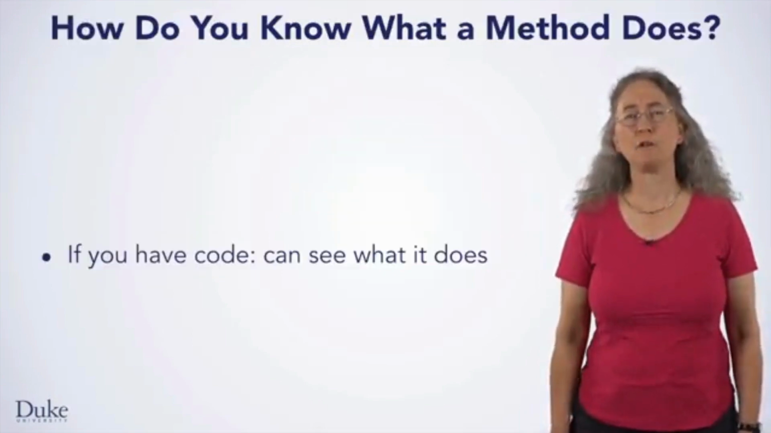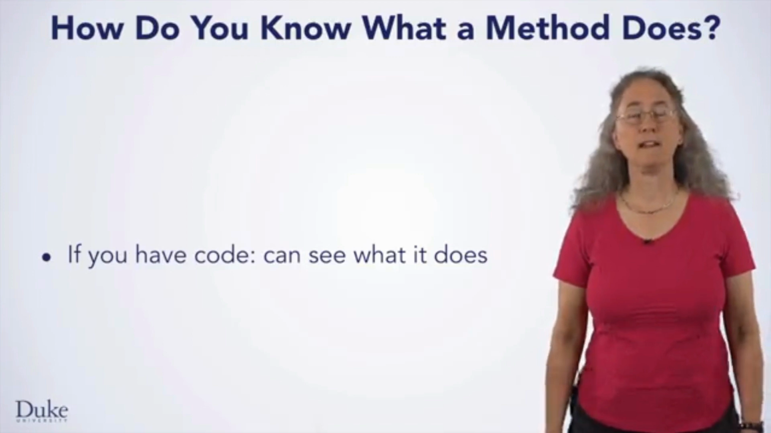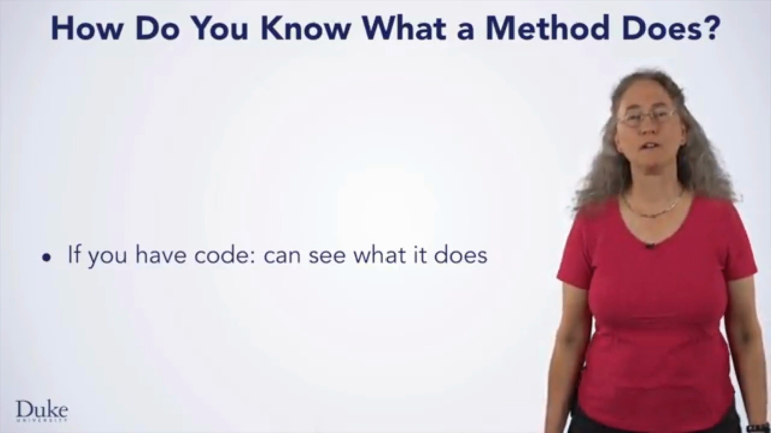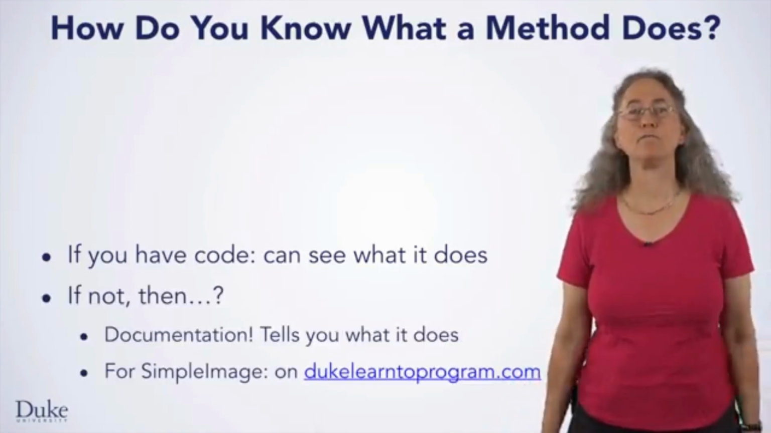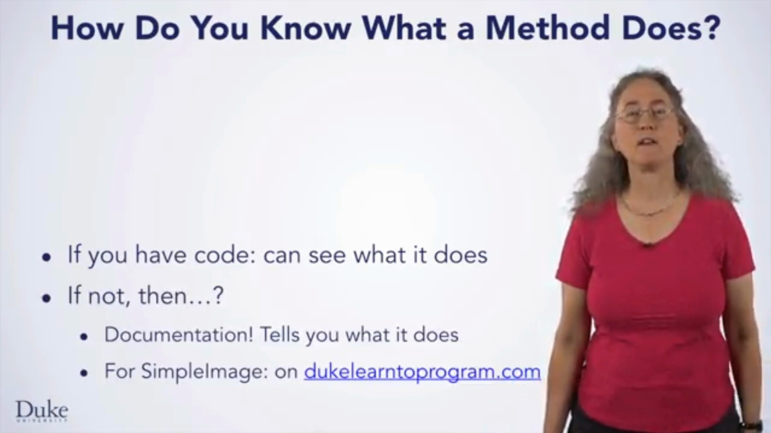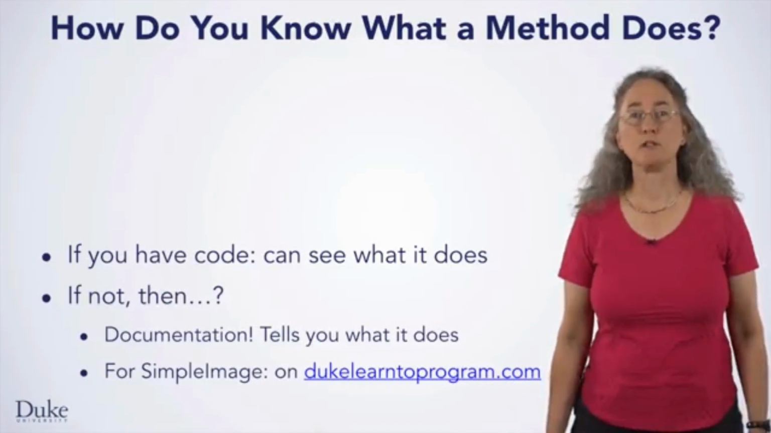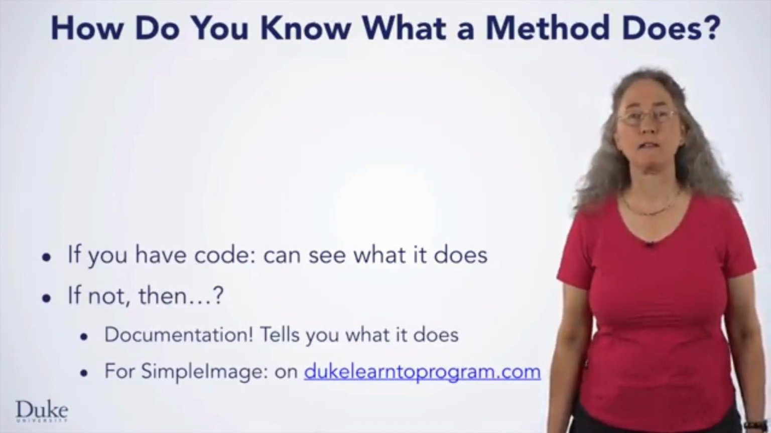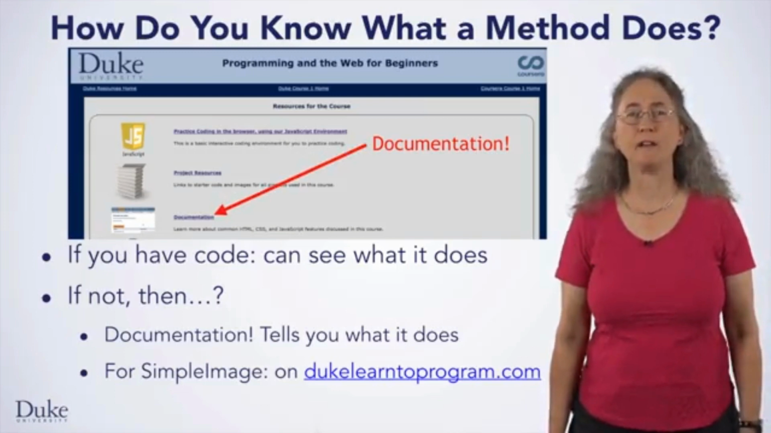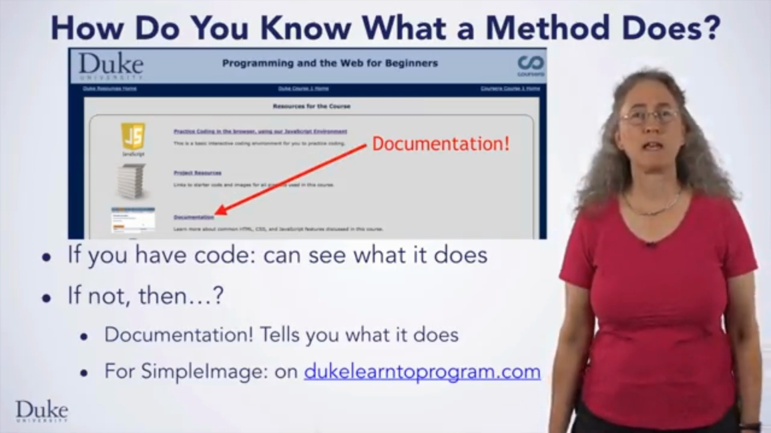So how do you know what a method does? Well, if you have the code, you could see what it does, stepping through it line by line, following the semantics of the code. But what if you don't have the code, as in this case? You should read the documentation, a written description of what a method does. For SimpleImage, you can find documentation about it on DukeLearnToProgram.com. If you were to go to the DukeLearnToProgram.com website, you would see a link for documentation.